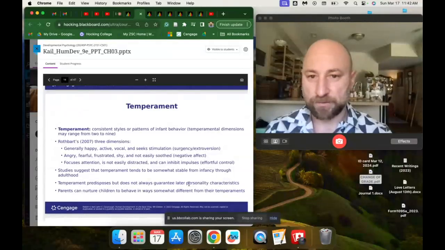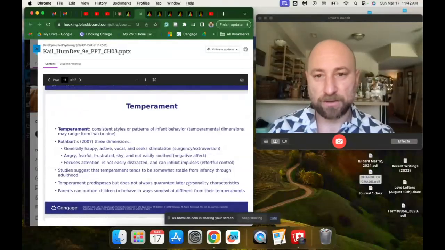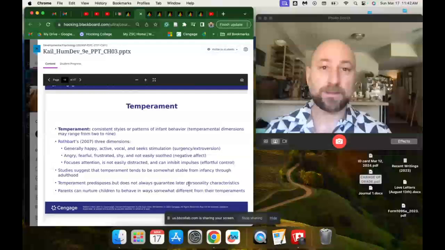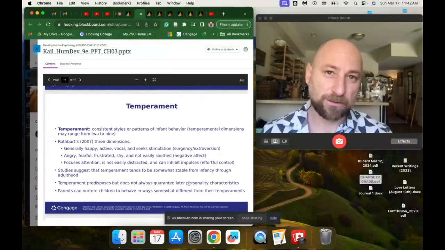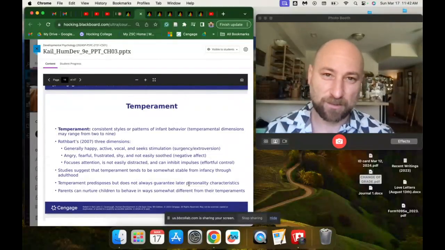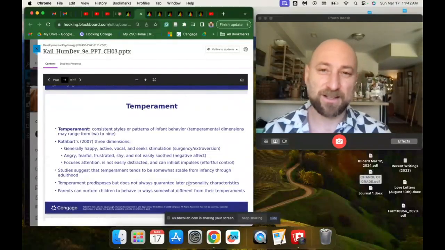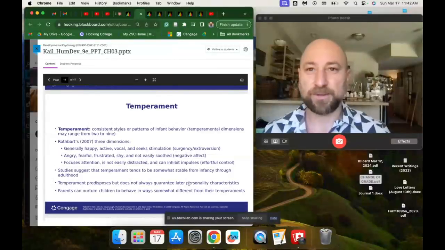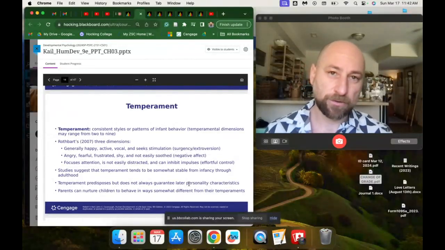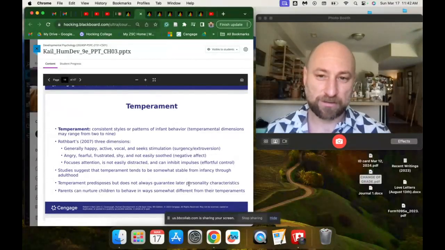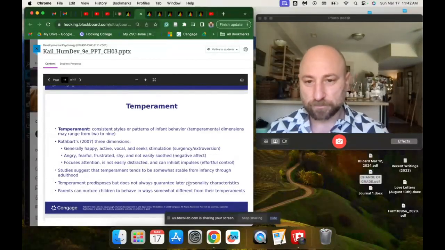Okay, talking about temperament, sort of the first beginnings of personality. Yes, infants are born with temperament. Some infants come into this world and are pretty chill, and God bless those parents. They get lucky, and infancy is just fun and joyful. Other parents, their baby will scream and cry pretty much 24/7.